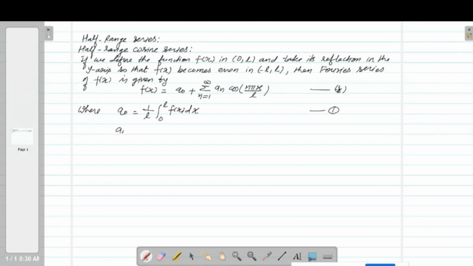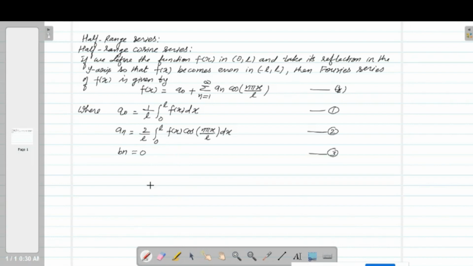Then we will have an is what? 2 by L integration of limit 0 to L f of x into cos n pi x by L dx. Name this equation number 2. And in this case bn is equal to what? 0. Okay. Name this equation number 3.